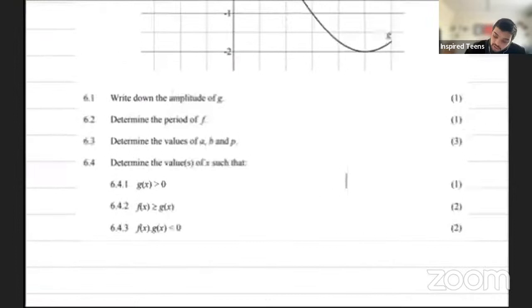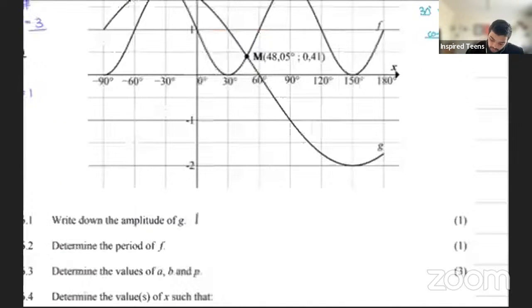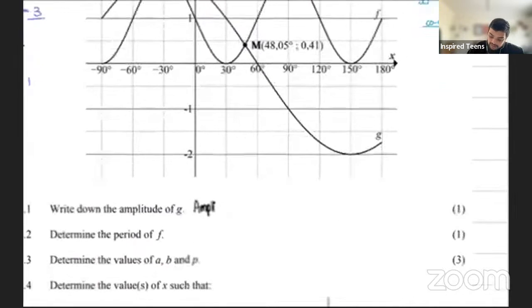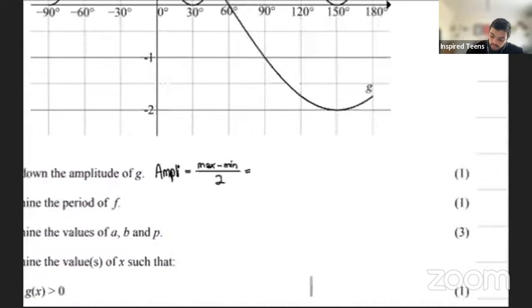Right, let's finally do the questions. Write down the amplitude of G. Okay, so we want to say max minus min over 2. Actually, I'm just going to confirm for these, should you be giving the answer from 0 to maximum, or are you supposed to be giving it from the regular rest position? Either way, it's fine. Just use this formula for now, and I'll confirm that.